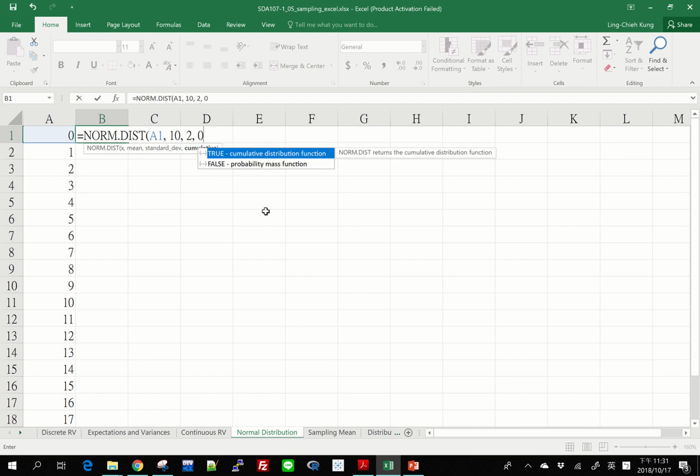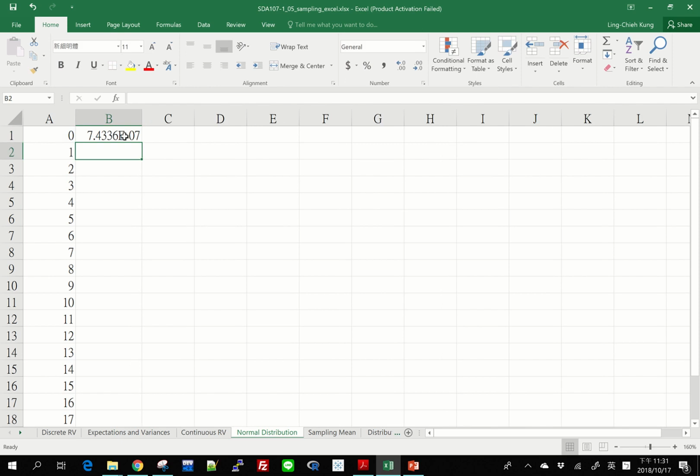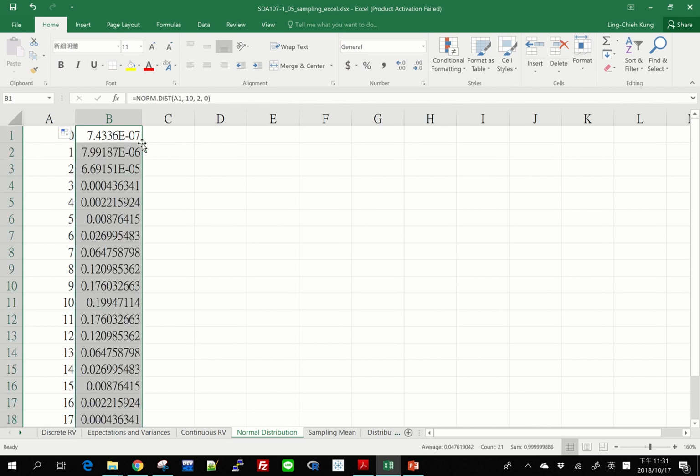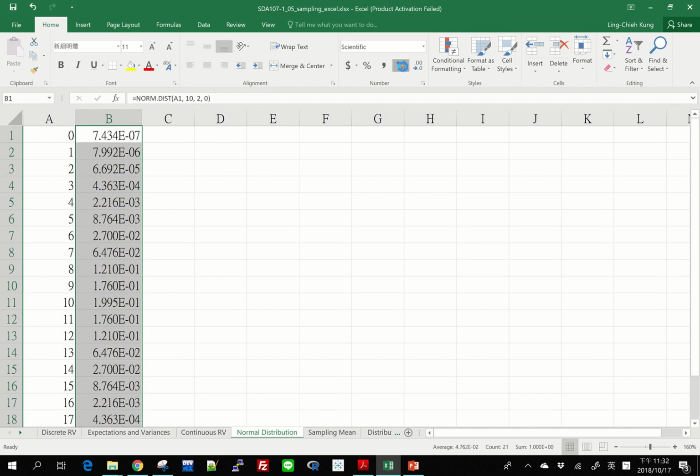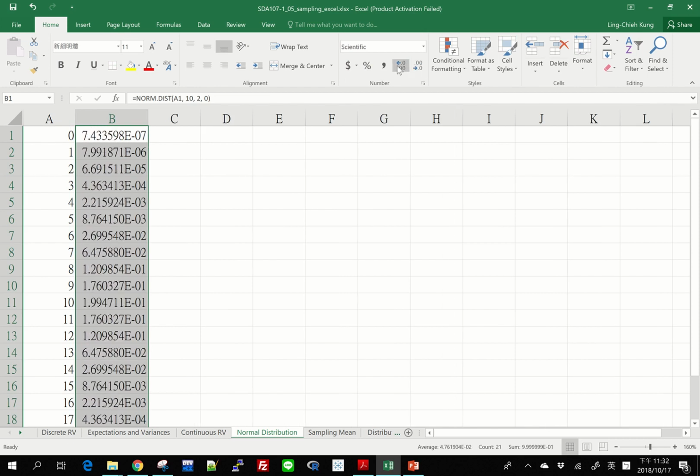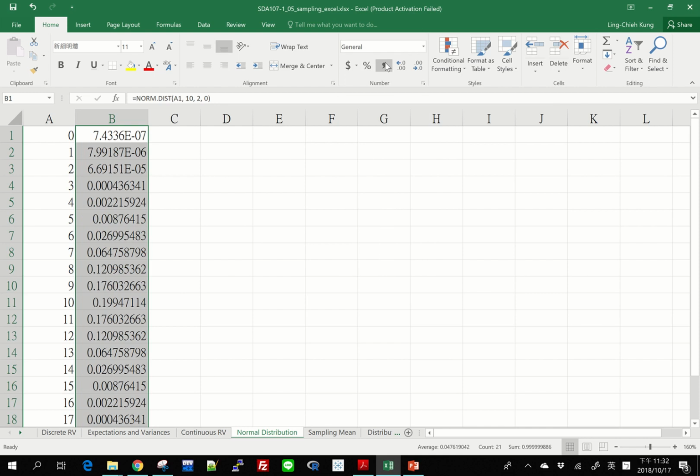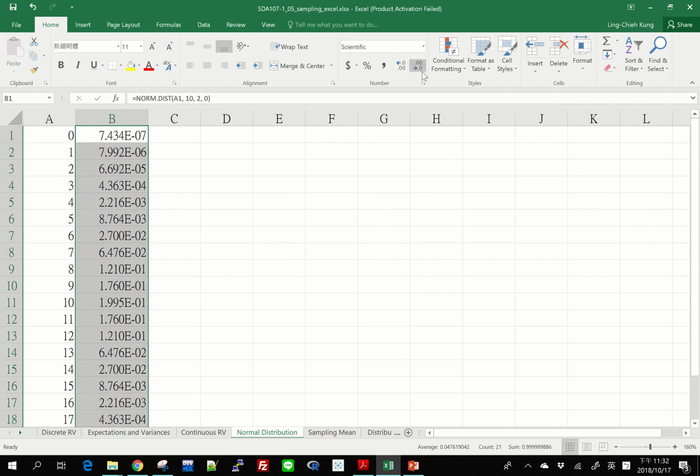Or if you put 0, that means false, and that means you want to get a probability function, probability mass function. Here it says mass, but anyway, it just means density. So I'm going to put 0 here, and that gives me a very small value. I'm going to double click and get some values. Now I don't like scientific notation, so I'm going to put my values back.